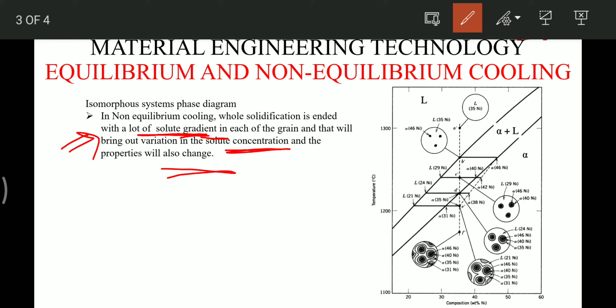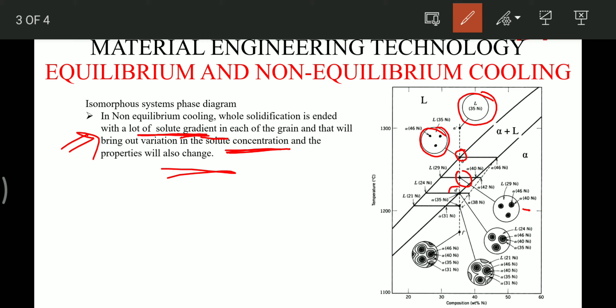So as we can see, this is the liquid phase. Then at this point, at the liquidus line, the nucleation will start. At point C, this nucleation will grow further, the solutes will further deposit on the nucleus, but a gradient will develop. As we can see, the reason is that we are not giving enough time for redistribution of the solute. Okay, that is why gradient is developing in this.